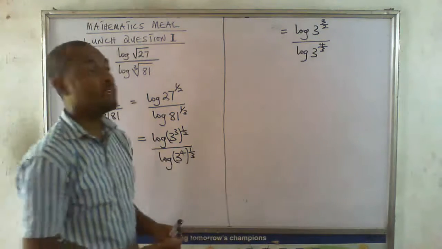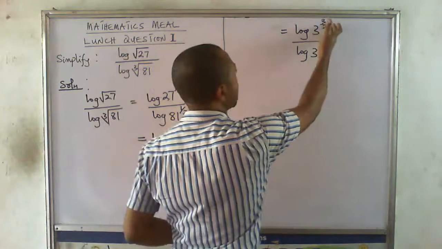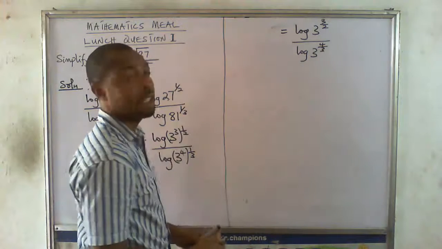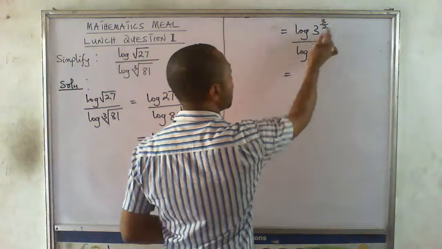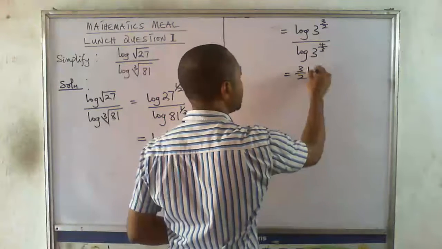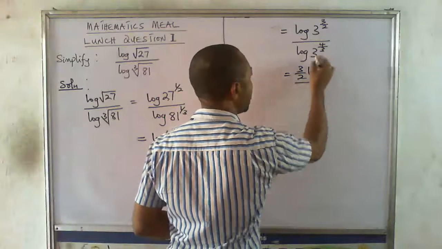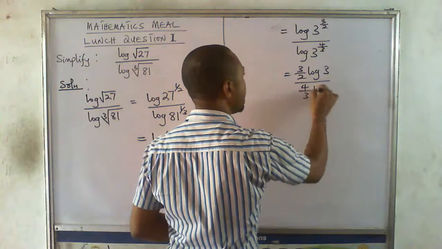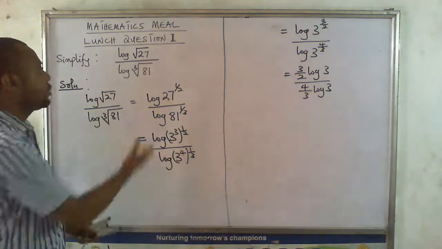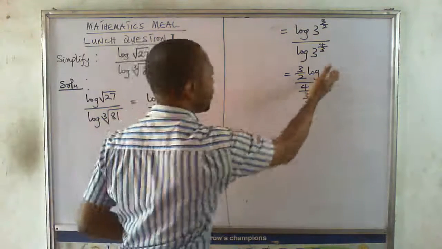Now from the third law of logarithm, a number that is the power of a number becomes the coefficient of that log. So it means that 3 over 2 here can become 3 over 2 log 3, all upon 4 over 3 log 3. You see that? All our interest is to make sure that the numbers in the logarithm are the same so that we can divide.